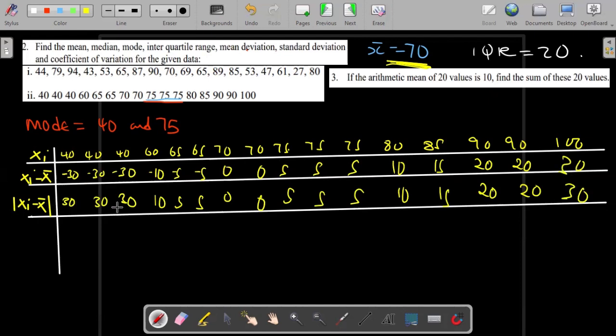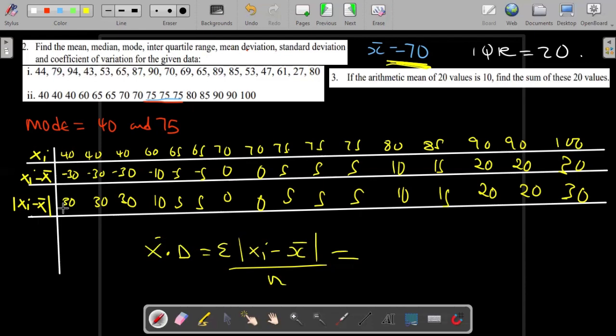So these values that we have in this third row are the ones that we're interested in, because I said the mean deviation, its formula was just what? The summation of the modulus of xi minus x bar, and then divided by N. So here we just have to find the summation of all these values in this row. So let's add 30 plus 30 plus 30 plus 10 plus 5 plus 5 plus 0 plus 0 plus 5 plus 5 plus 5 plus 10 plus 15 plus 20 plus 20 and then plus 30.